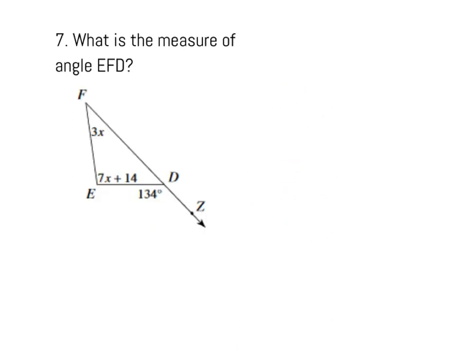Solve question number 7. All right, I'm looking for the measure of EFD, which is this angle up here. So that's 3x, so I first need to find the value of x. Here I have another exterior angle problem. So my 3x put together with my 7x plus 14 is going to equal the exterior angle of 134. And again, if you found that third angle right there and put them all equal to 180, that's fine.